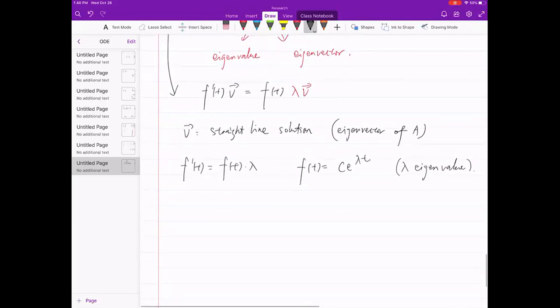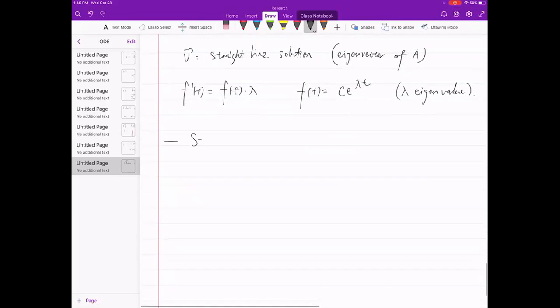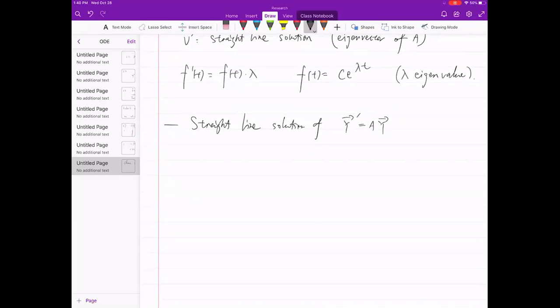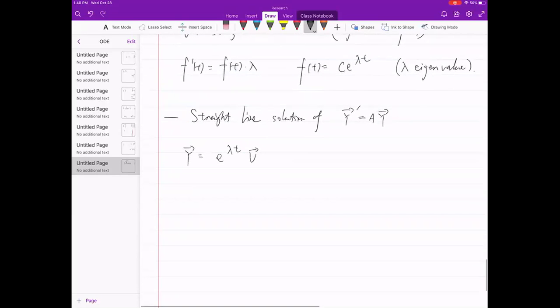So now I can write down the conclusion for a straight line solution of this. Okay, they definitely look like this, where lambda is your eigenvalue and v is your eigenvector. That's it.